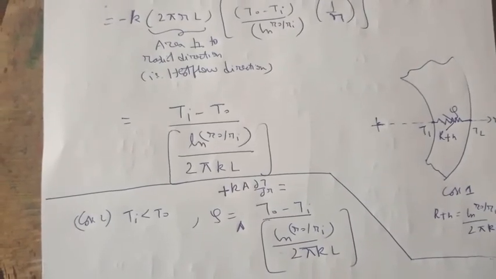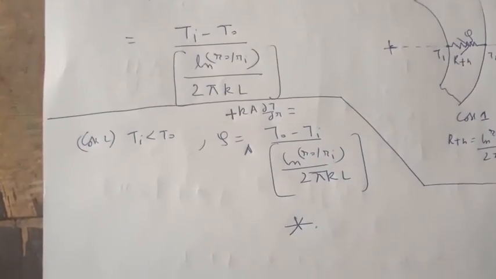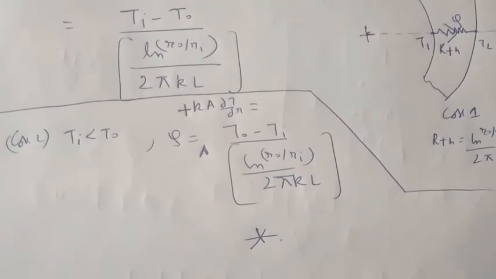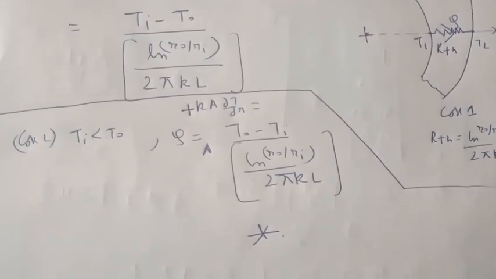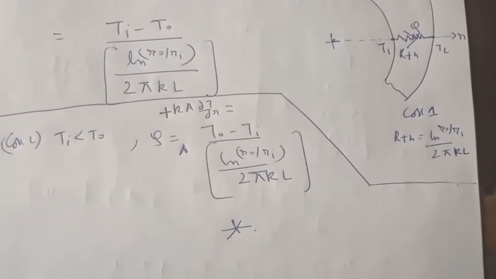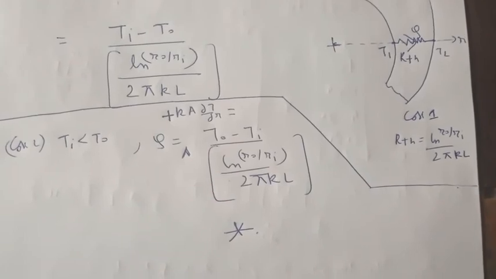And if you take the second case, Ti is less than To, the heat transfer will be radially inward. In that case, there will be a positive sign in front of k instead of minus, and you will get (To minus Ti) instead of (Ti minus To), divided by ln(Ro upon Ri) divided by 2 pi K L.